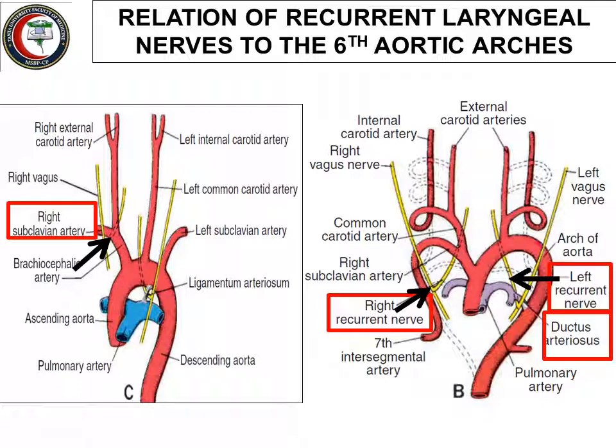Now let us see the left side. On the left side, you can see that the dorsal portion of the sixth arch remains to form the ductus arteriosus, which in the adult will be obliterated and form the ligamentum arteriosum. Thus, the left recurrent laryngeal nerve remains in the thorax and hooks around this ligament, which is connected to the arch of aorta. Here you can see in the adult, it hooks around the right subclavian on the right side, but on the left side, it hooks around the arch of aorta and the ligamentum arteriosum.